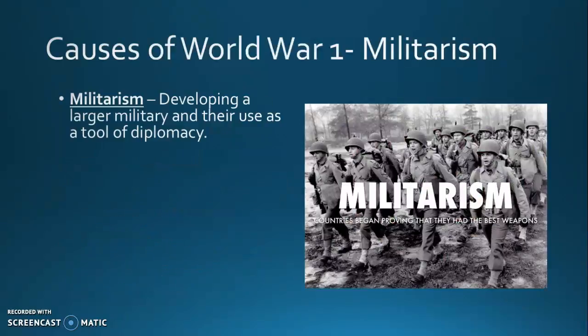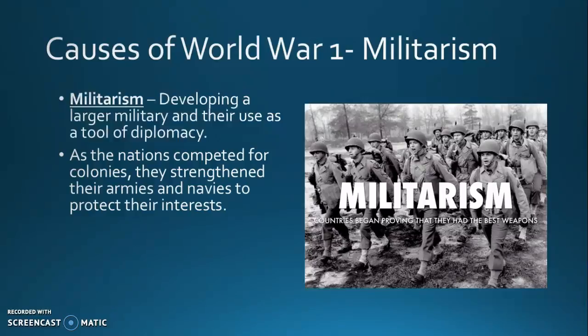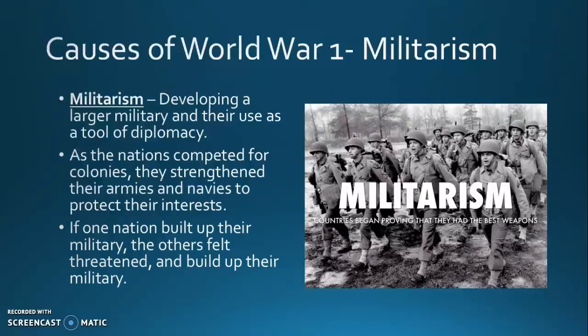One of the other causes of World War I was militarism. Militarism is developing a larger military and using it as a tool of diplomacy. As the nations competed for colonies, they strengthened their armies and navies to protect their interests. Many countries wouldn't mess with a country with a large military. So if one nation would build up their military, the others would feel threatened and would build up their military.